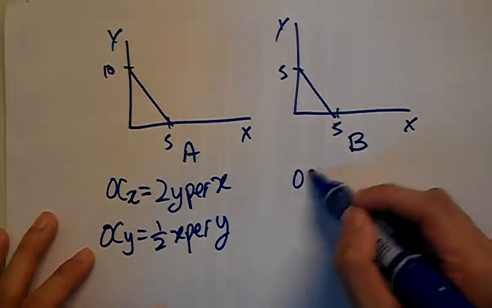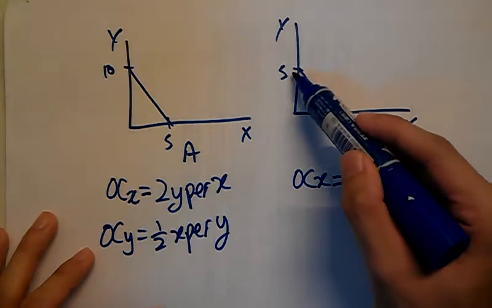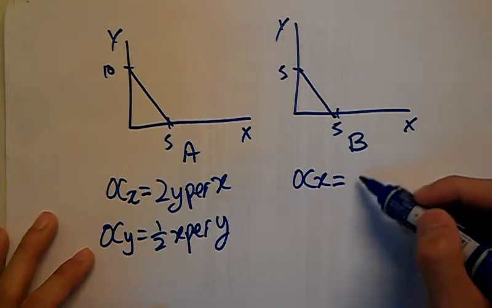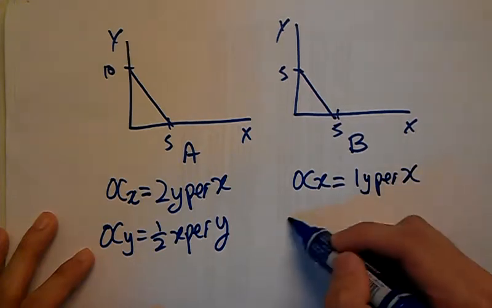For economy B, how many Y must I give up for how many X? 5 divided by 5, 1. Flip this around, naturally it is 1.